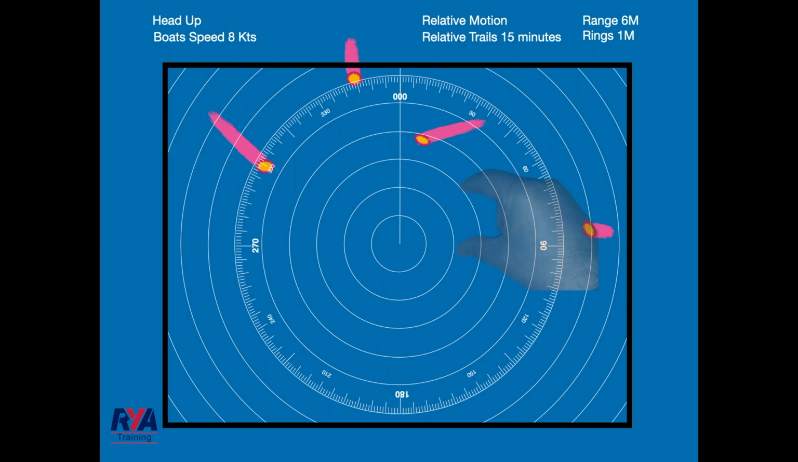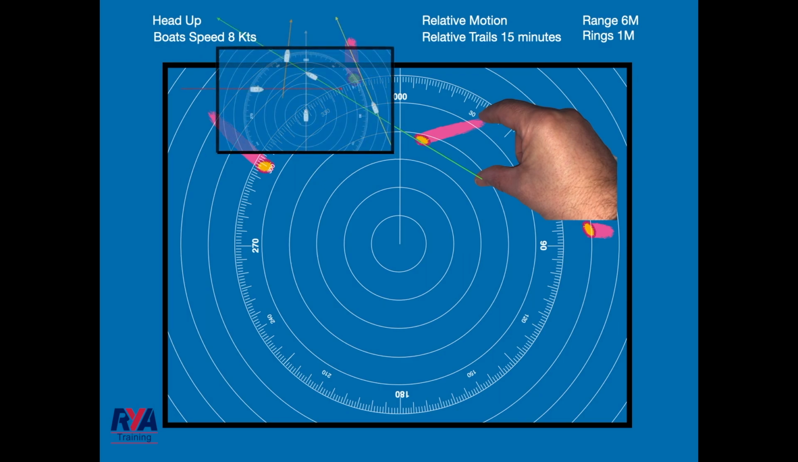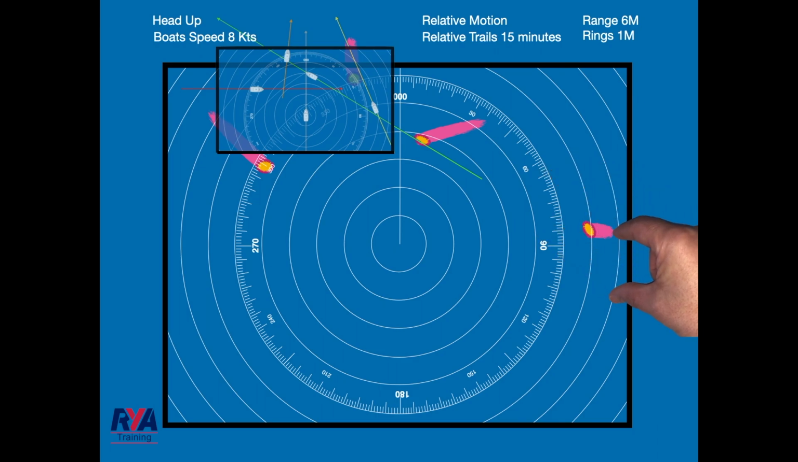First, we approximate the distance we have travelled in 15 minutes, 2 miles in this case. We then apply this to the origin of the trail. This will give us a reasonable estimate of each target's aspect using the same basic principle as formal plotting. This can be applied to all the targets.